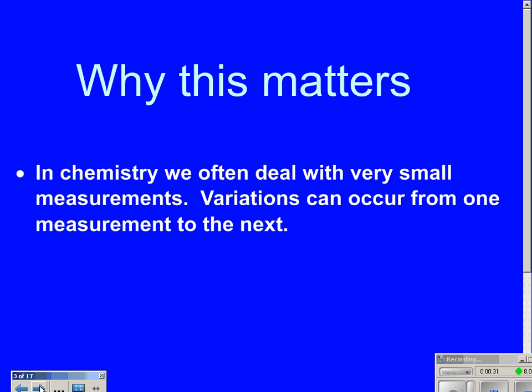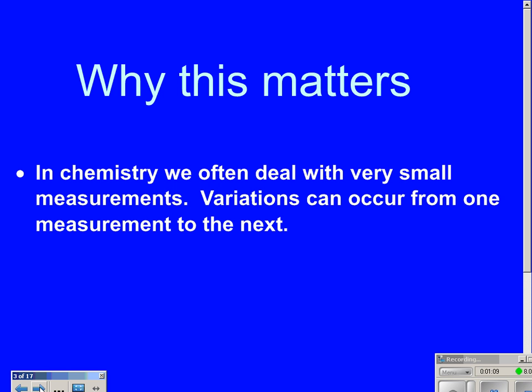And why this matters is probably important to cover right up front. In chemistry, we often deal with very small measurements. Variations can occur from one measurement to the next. You may not have ever seen significant digits in a math class before because in math, we're really dealing with raw numbers and a bit more abstract calculations. In chemistry, I'll go out and say all the calculations we do are really measurements. And significant digits have to do with the accuracy of the equipment that was used to make those measurements.